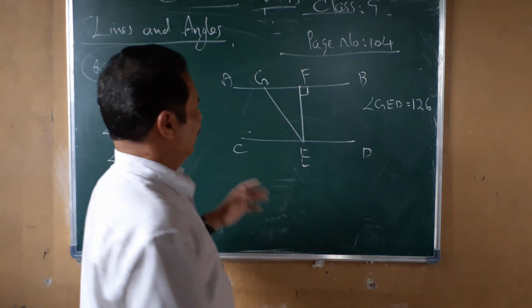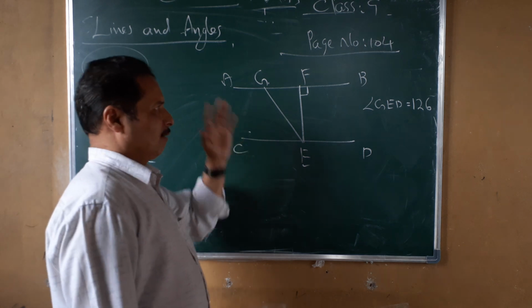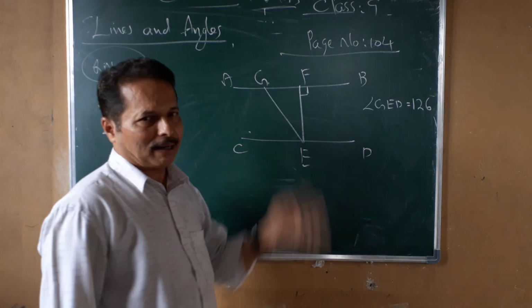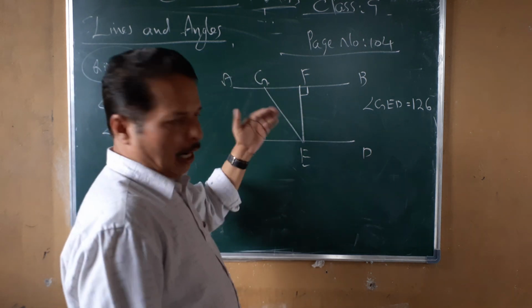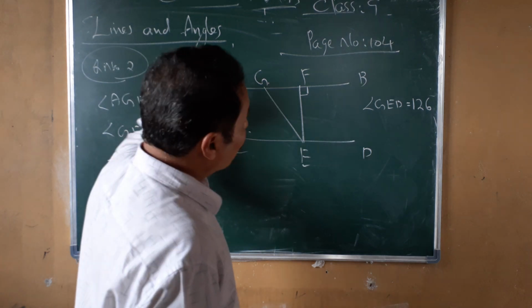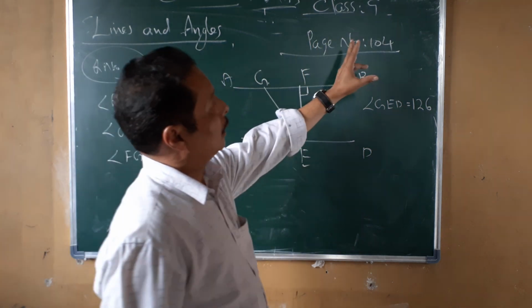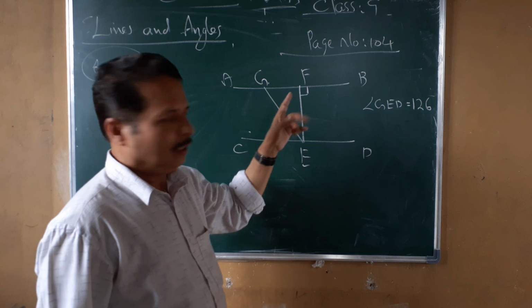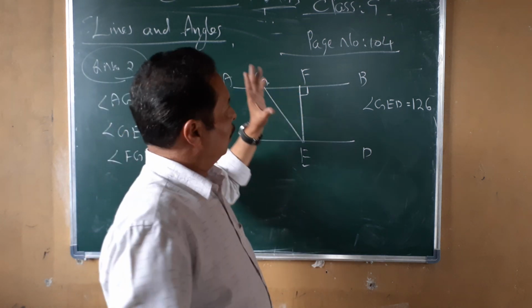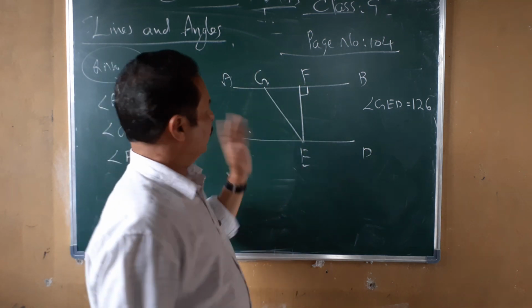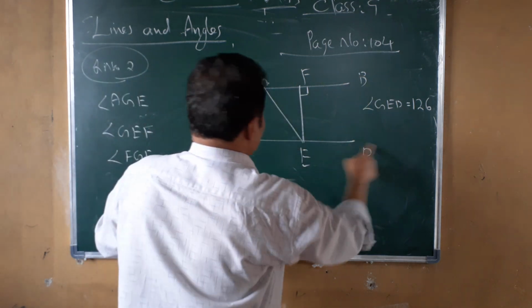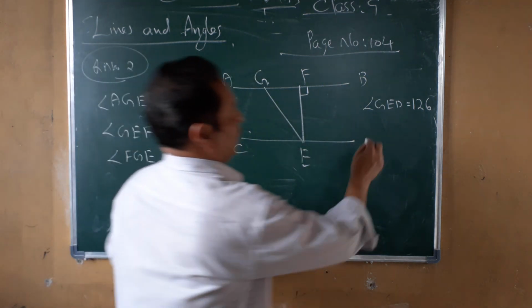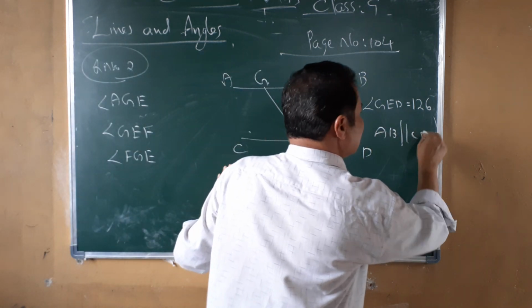Look at here. In the previous class, you studied several problems in parallel lines and transversal. Okay. Now, look at page number 104 in the textbook. That's the exercise in parallel lines and transversal. Look at here. AB is parallel to CD. That's given.